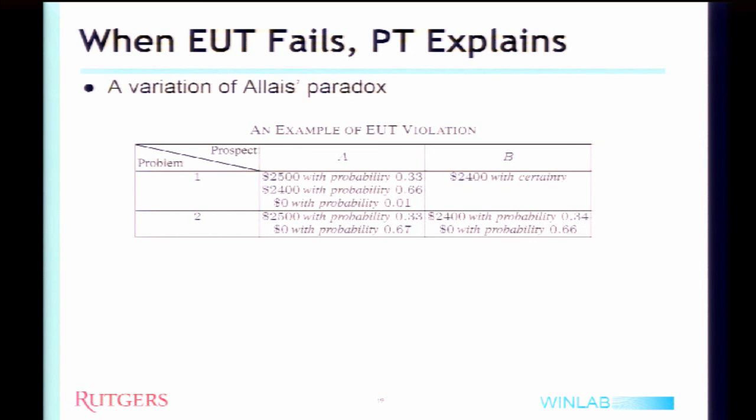Here is an example. Actually, it is an example of real experiments. Usually, they give the students two problems. In the first problem you have two options. Option A is that you may win 2,500 with probability 0.33, or you can win 2,400 with probability 0.66, or you may win nothing with probability 0.01. And option B in problem 1 is that you will win 2,400 with certainty, for sure. For problem 2, there are also two options. Prospect A is that you may win 2,500 with probability 0.33, and 0 with probability 0.67. And option B is that you may win 2,400 with probability 0.34, and nothing with probability 0.66.